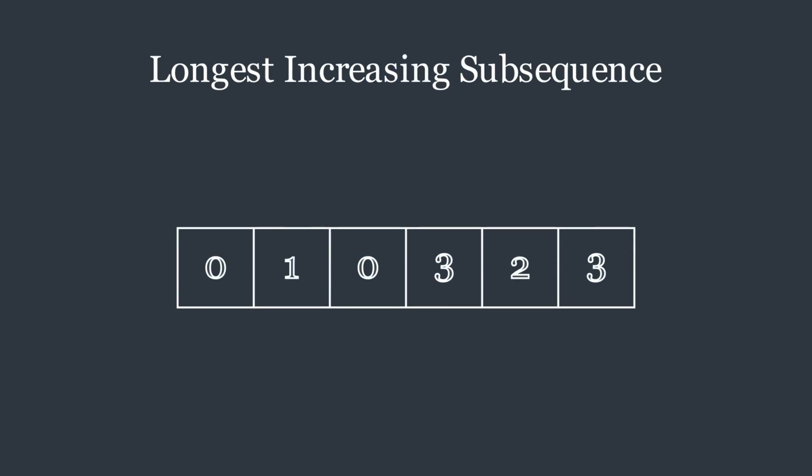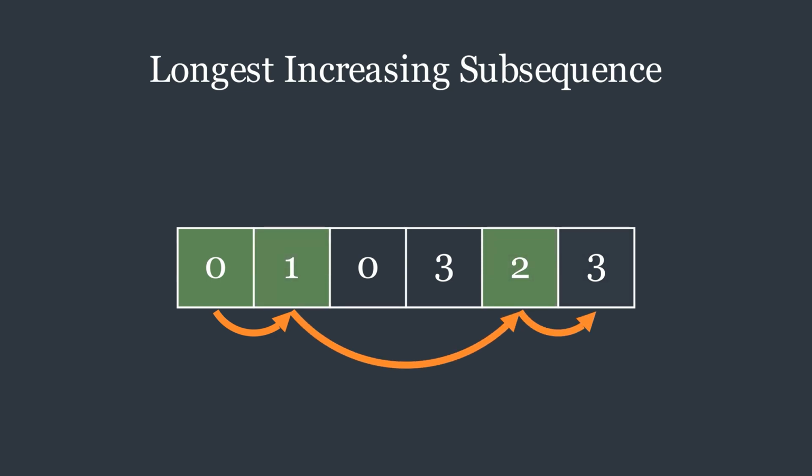Let's explore the longest increasing subsequence problem. You are given an array of numbers, and the goal is to find the longest subsequence where the elements are in strictly increasing order. A subsequence is a sequence that appears in the same relative order, but not necessarily consecutively. For example, in this case, the longest increasing subsequence is 0, 1, 2, and 3, which consists of 4 elements in total. Now let's dive into how we can efficiently solve this problem.